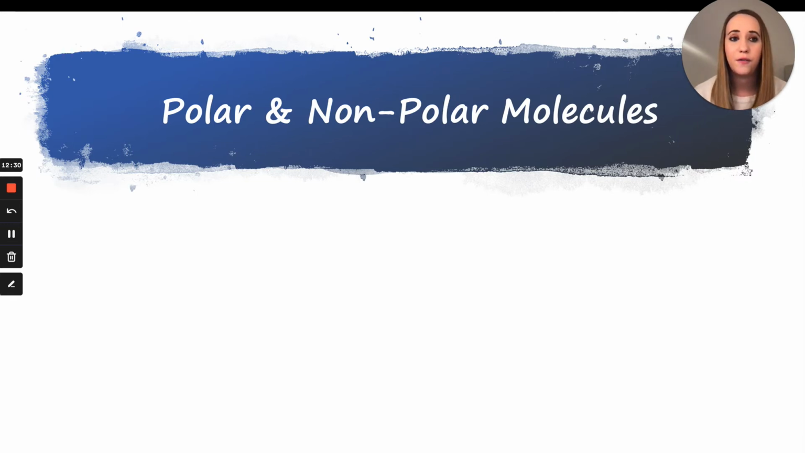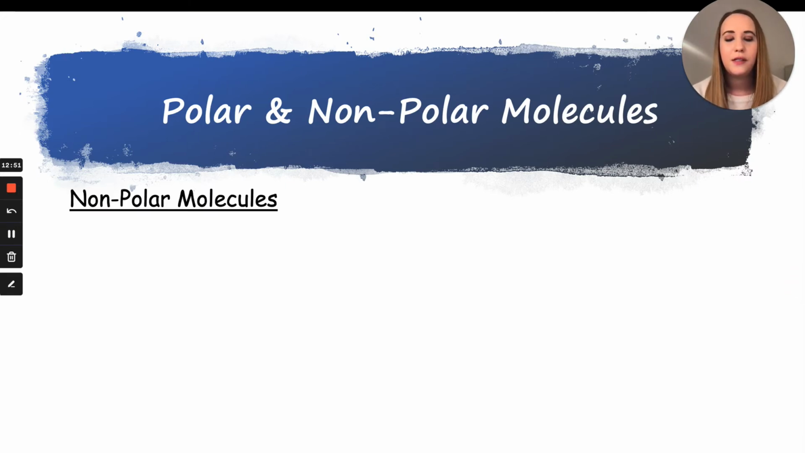As part of working out if a substance is polar or non-polar, we need to consider the type of bonds, whether the bonds are polar or non-polar, but we also need to look at whether the arrangement of the bonds in the molecule allows it to be polar or non-polar. So we'll look at each category individually.